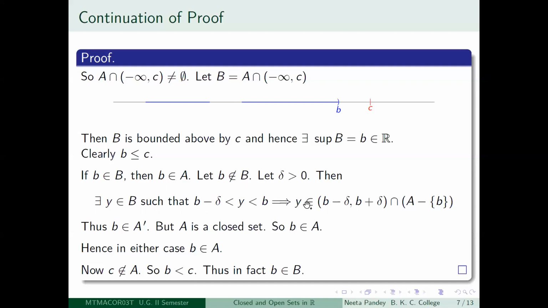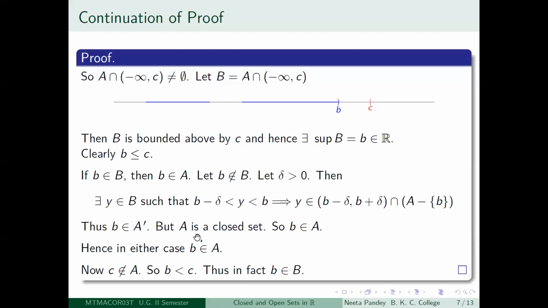But that means that y belongs to the open interval b minus delta to b, which is a subset of the delta neighborhood of b. So y belongs to the open interval b minus delta to b plus delta. Again, y belongs to B means y belongs to A, and y is not equal to b. So y belongs to A minus the singleton b. So you have got that the intersection of the deleted delta neighborhood of b with A is non-empty. For any delta greater than 0, you have proved this. Hence b is a limit point of A.